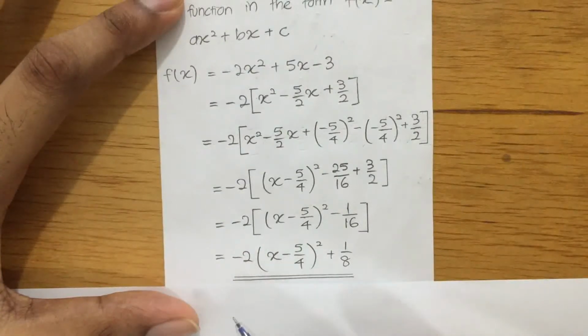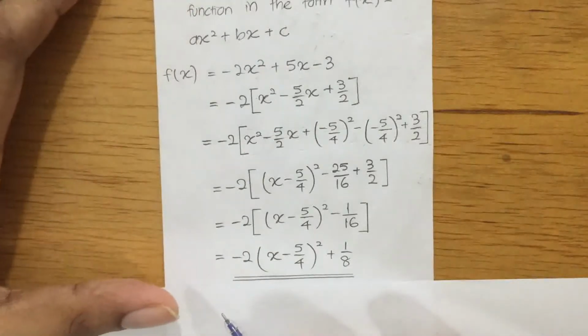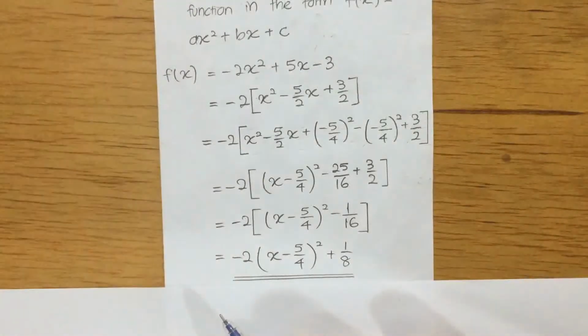We have already expressed it in the form a(x + p) squared + q successfully. Let us continue to question part B.